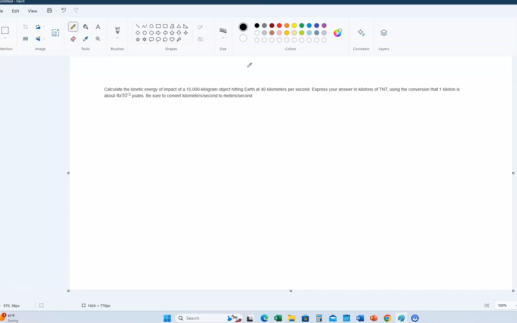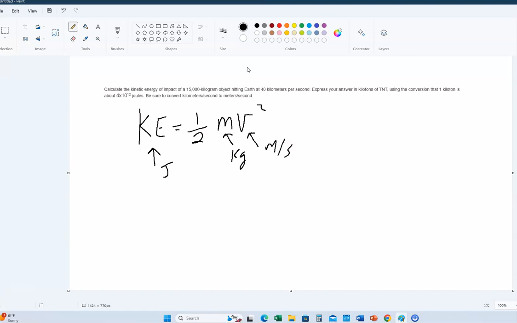All right, so let's do that right away. Actually, let me write the equation first of all. The kinetic energy, this is an equation from physics. You might have seen this before. If you haven't, it's not that hard. It's 1/2 the mass times the velocity squared. The kinetic energy is in units called joules. The mass has to be in kilograms, and the velocity has to be in meters per second. So that's why we have to convert this velocity.